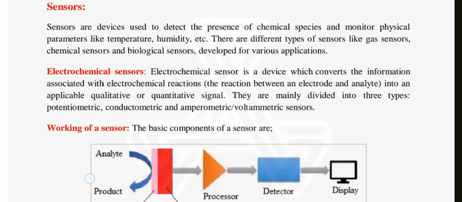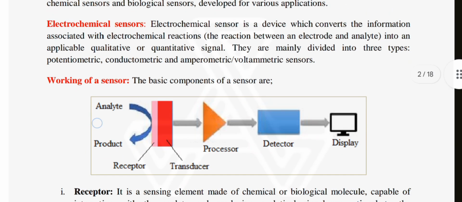Sensors are devices used to detect the presence of chemical species and monitor physical parameters like temperature, humidity, etc. There are different types of sensors like gas sensors, chemical sensors, and biological sensors, developed for various purposes and applications.